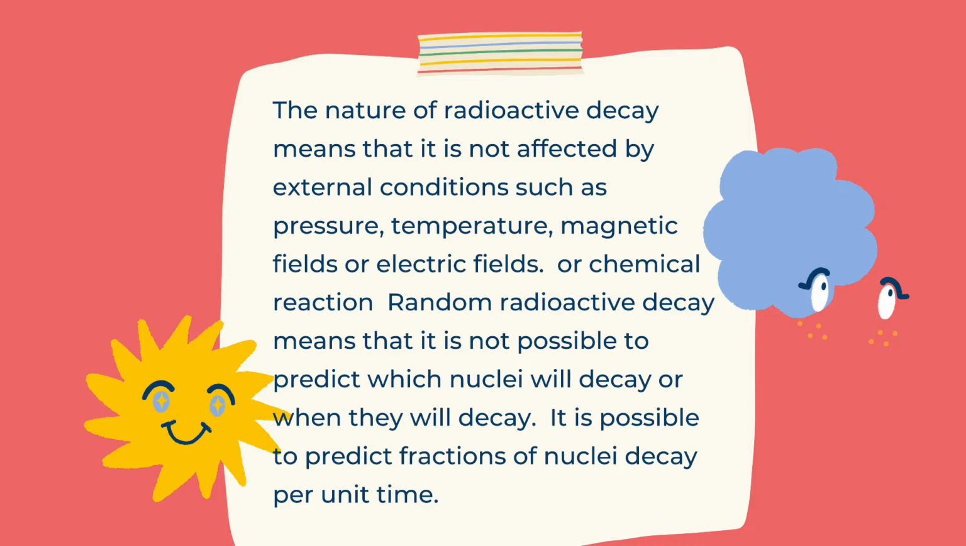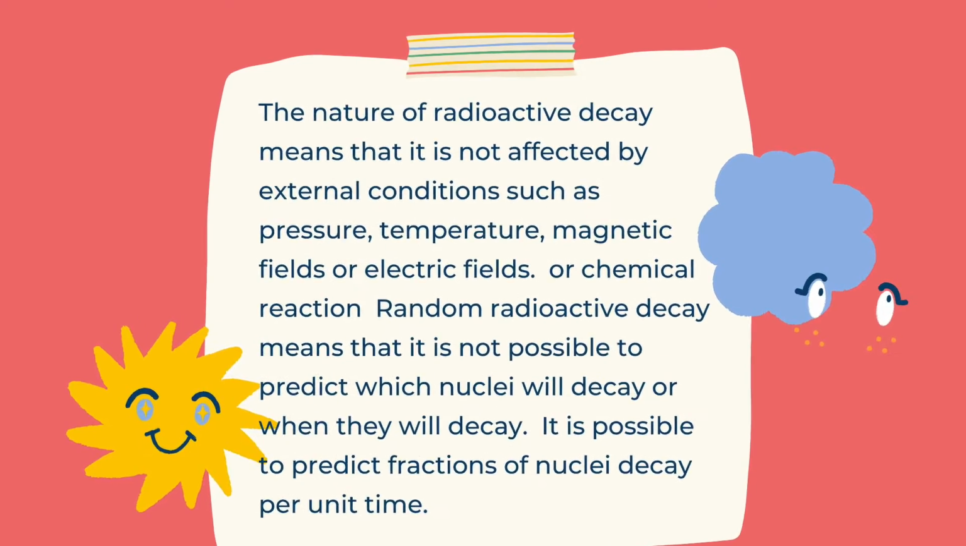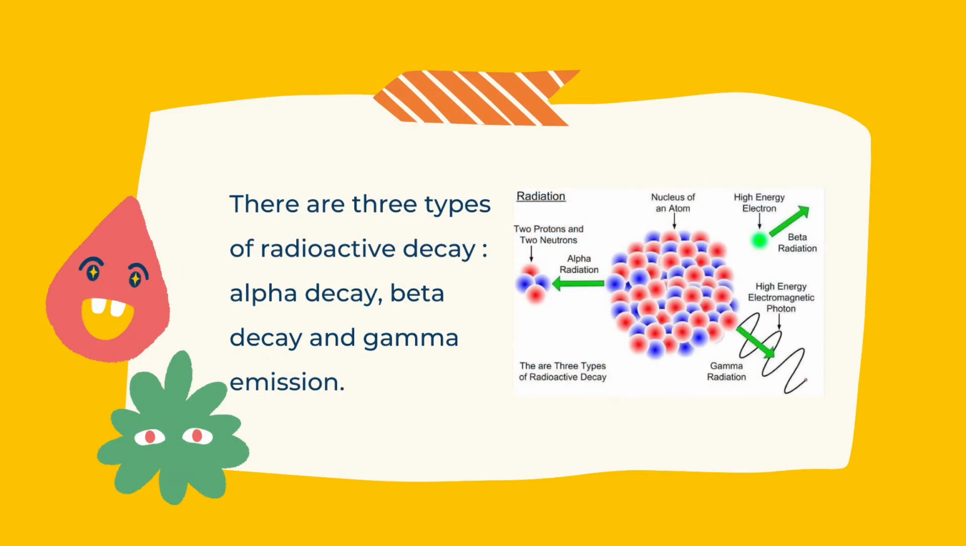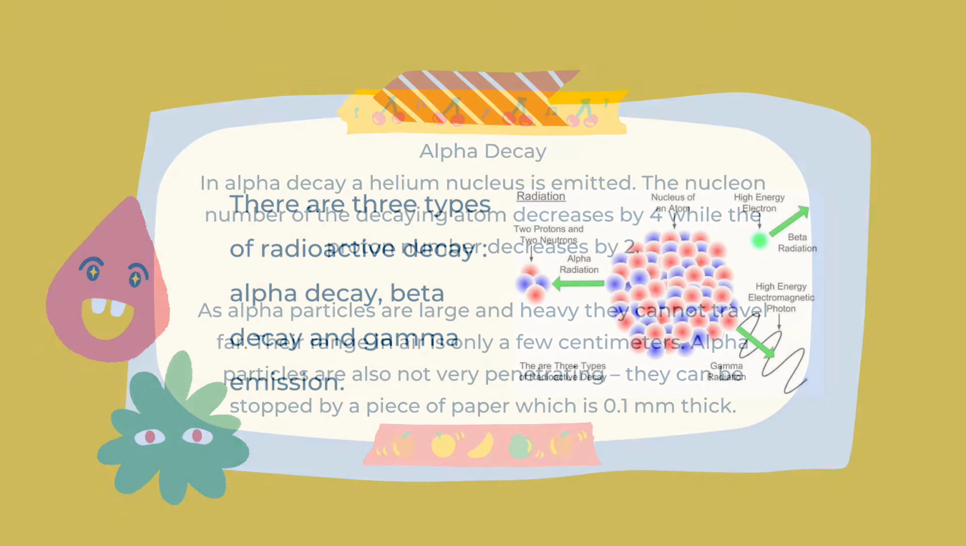Random. Radioactive decay being random means that it is not possible to predict which nuclei will decay or when they will decay. It is possible to predict the fraction of nuclei that decay per unit time. There are three types of radioactive decay: alpha decay, beta decay, and gamma emission.